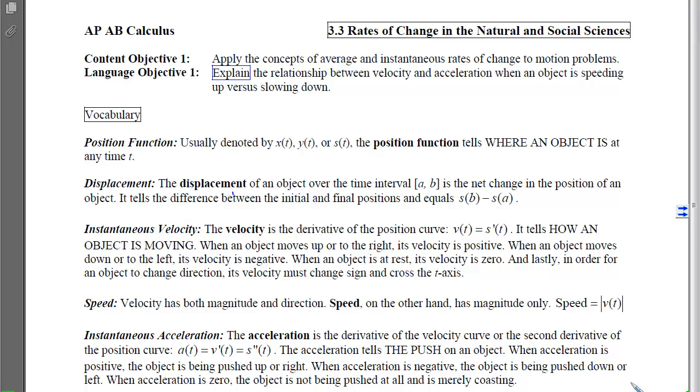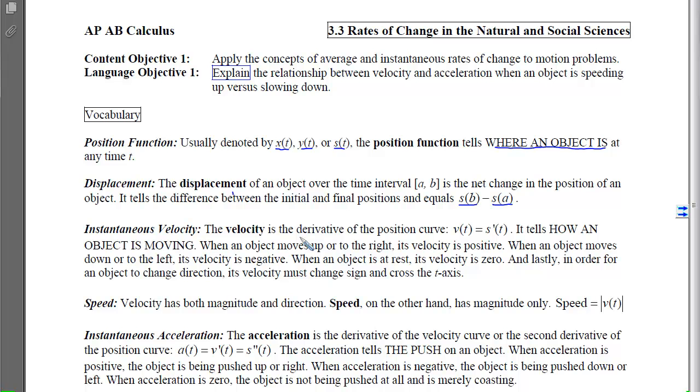Usually this is denoted by x of t, y of t, or s of t. And the position function, what you need to remember about it is that it always tells where an object is. It gives the location at any time. Then we have what's called the displacement. So the displacement of an object over a time interval will be the net change in the position of an object. It will tell the difference between the initial position and the final position and will be where we end up minus where we started.